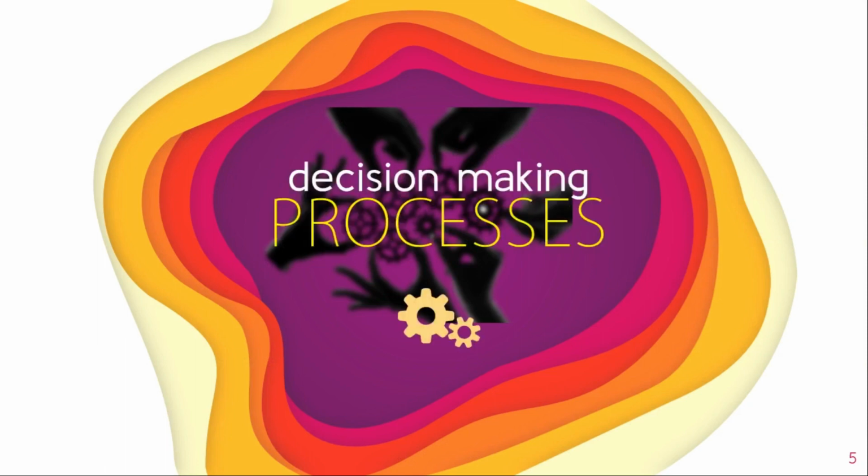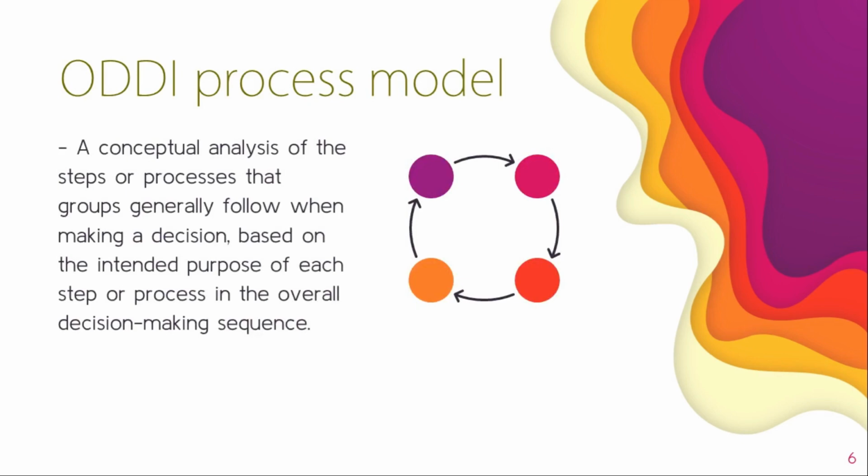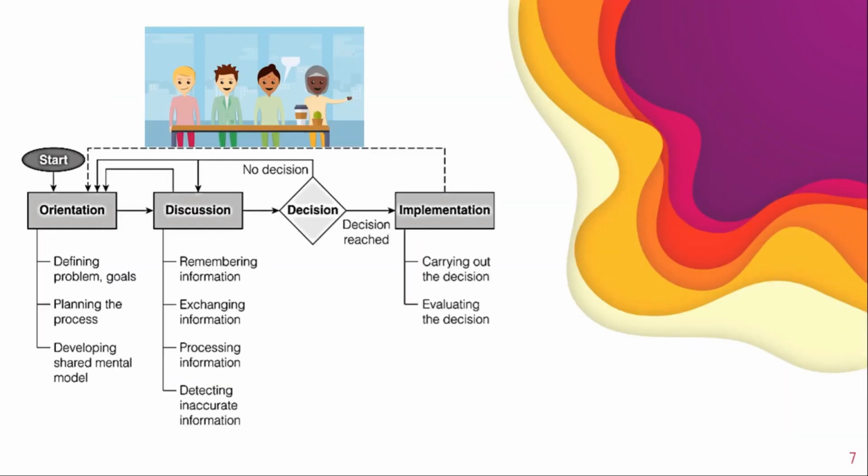In making group decisions, we have 4 phases, and we call it the OD or ODDI process model. It is a conceptual analysis of the steps or processes that groups generally follow when making a decision, based on the intended purpose of each step in the overall decision-making sequence. ODDI stands for Orientation, Discussion, Decision, and Implementation. And now, here we have the decision-making processes, starting from orientation to discussion to decision and implementation.